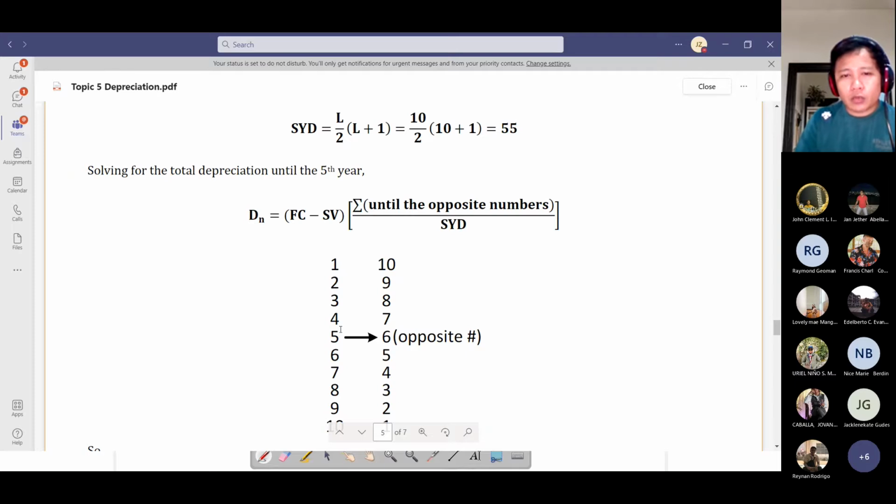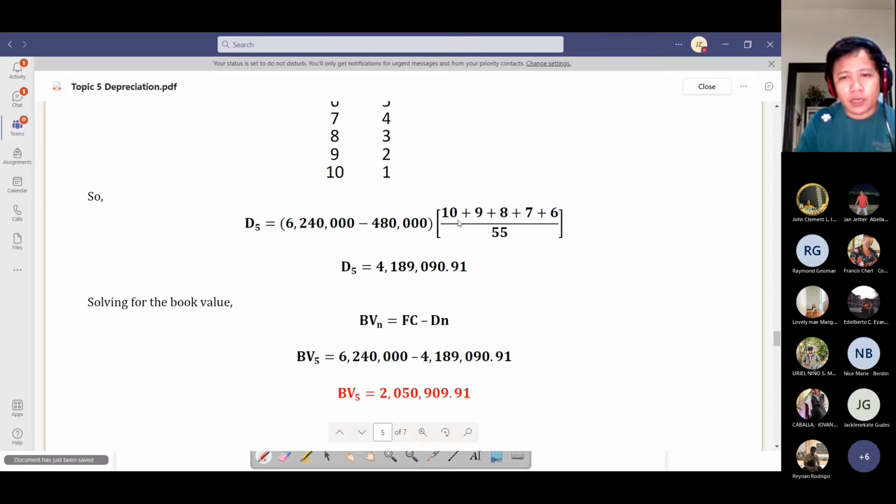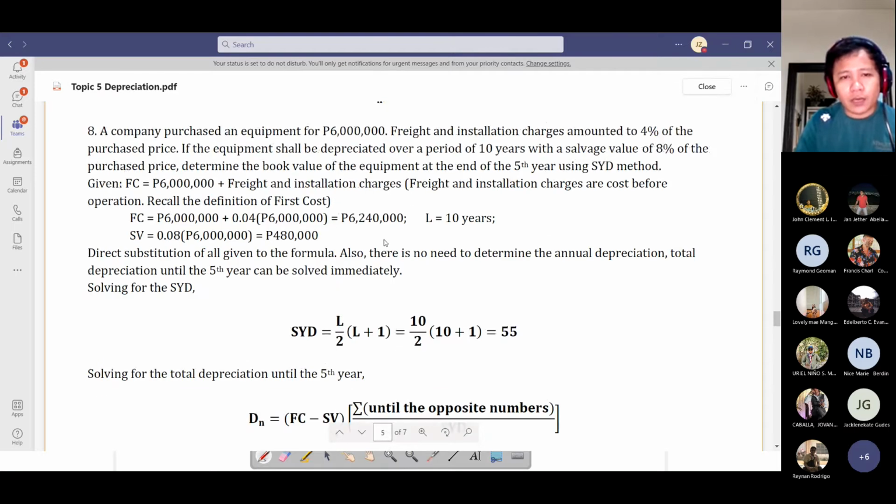Now, you're going to solve for the book value at the end of the 5th year. The opposite of the 5th year is 6. So the numerator will just be 10 plus 9 plus 8 plus 7 until 6. So you have here your shortcut. Okay? First cost minus salvage value. Recall, salvage value is 8% of the purchased price.